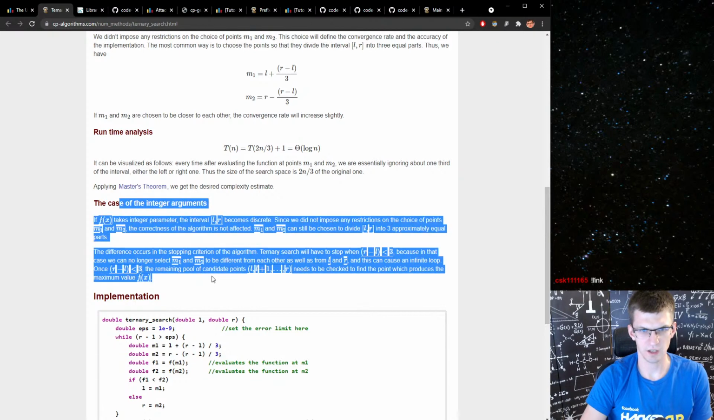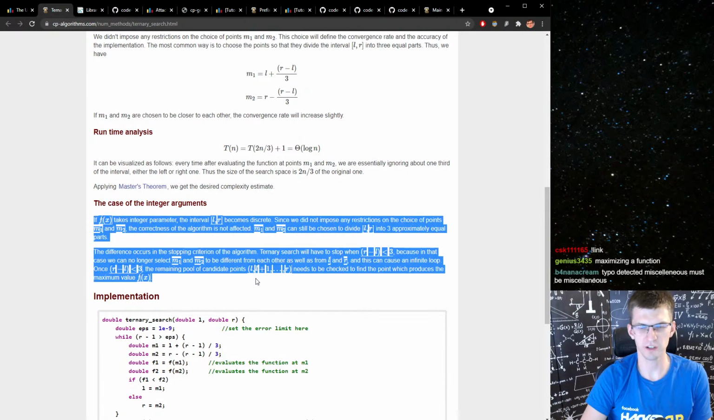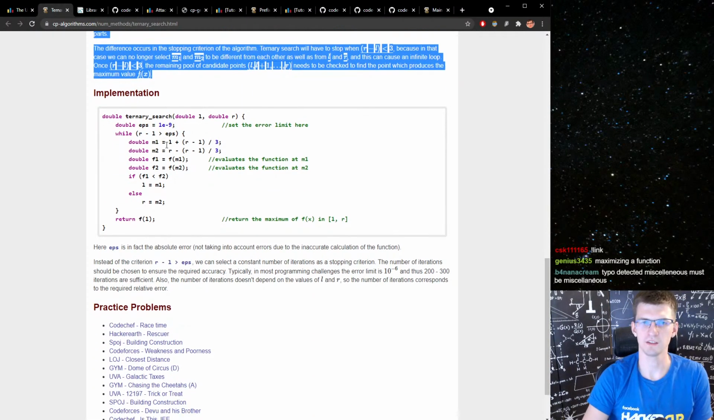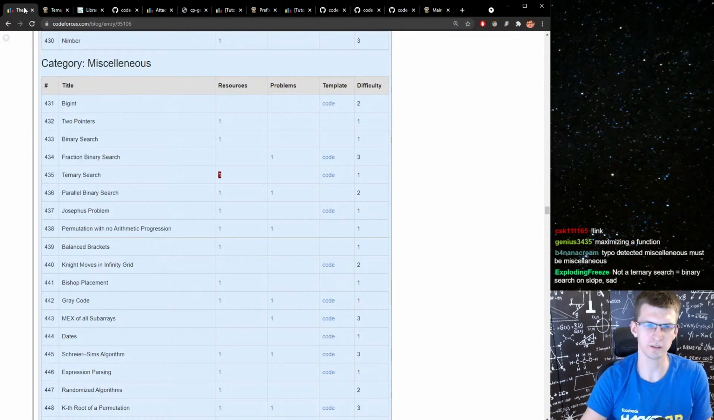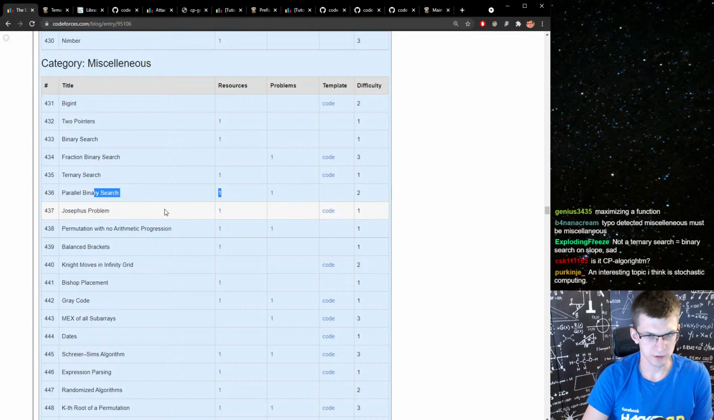So I don't like Master's theorem, I never use it. And also for integers, it's better to ask in the middle and ask about this position +1. Not at 1/3 and 2/3. I don't like the tutorial. Parallel binary search, yes, important. Difficult but important. Josephus problem.